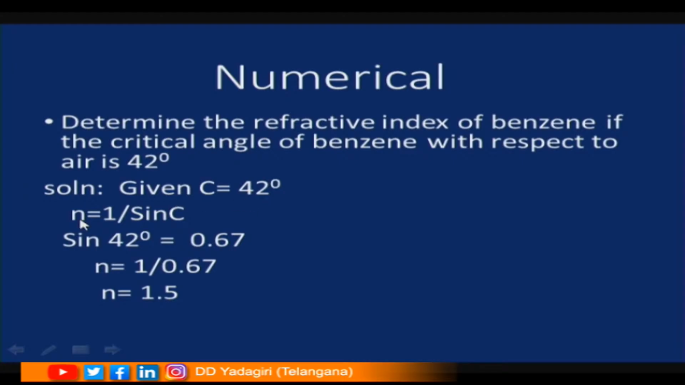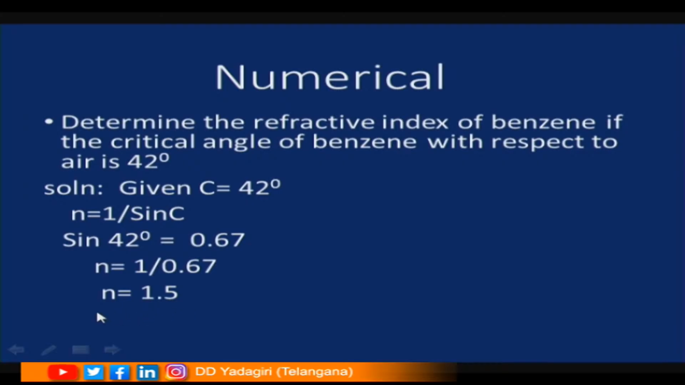Let us take n is equal to 1 by sin c. In place of c, substitute 42 degrees. Sin 42 degrees is equal to 0.67. Now, n is equal to 1 by 0.67, which becomes the refractive index of benzene, which is 1.5.